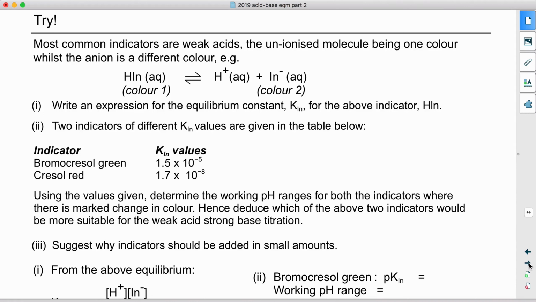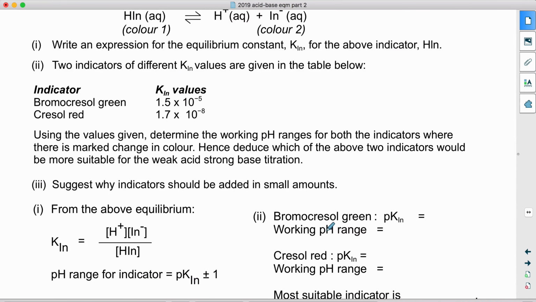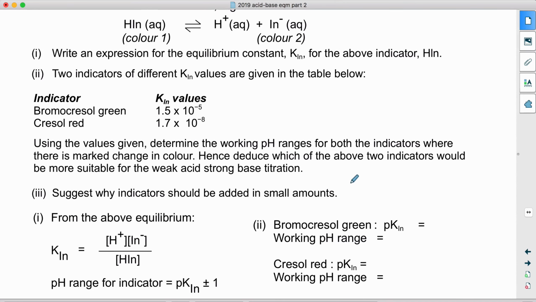Okay, let's try this question. Most common indicators are weak acids, the unionized molecule being one color while the anion is a different color. Write an expression for the equilibrium constant Kin for the above indicator. So this is what it looks like: the product of H plus times In minus over HIn. Alright, so look at part 2.